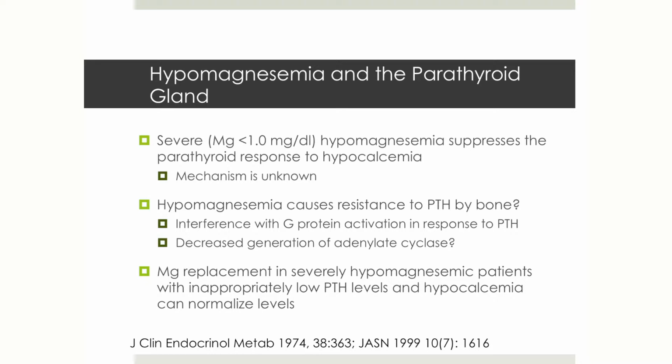So what about the parathyroid gland? Severe hypomagnesemia suppresses parathyroid response to hypocalcemia in a mechanism that's unknown. It also causes resistance to parathyroid hormone by bone. It interferes with G protein activation in response to parathyroid hormone, and it decreases generation of adenylate cyclase, or maybe, that's the theory.